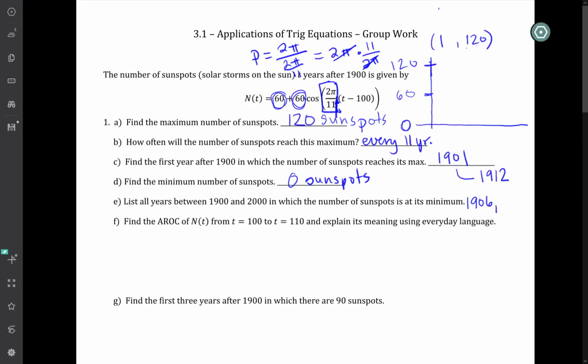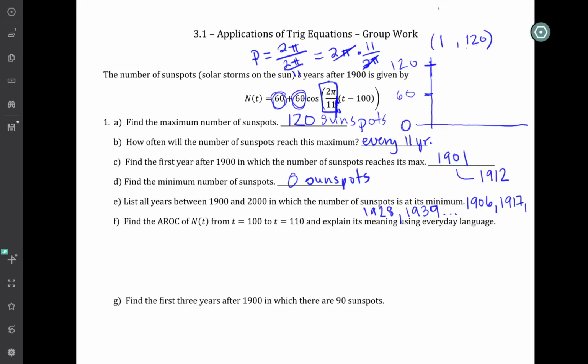And then again, you would just use that period to repeat. That should be the first one. The next one is 11 years later, so 1917. The next one is 11 years after that, 1928. The next one is 1939. So there's definitely more of them, but that's the idea there: can you figure out how often those things happen and when one of them happens, and use that to get a whole list.